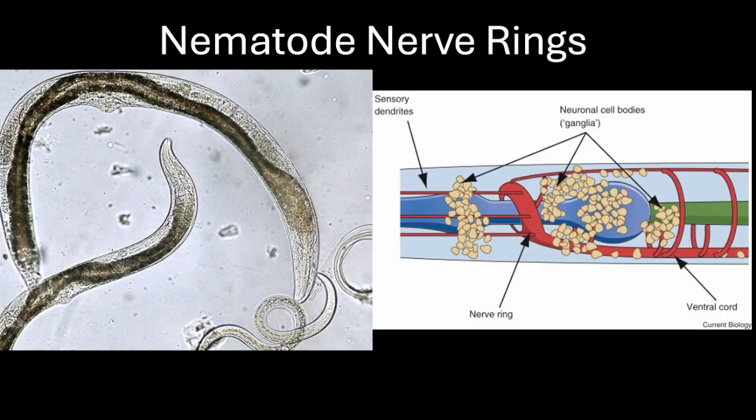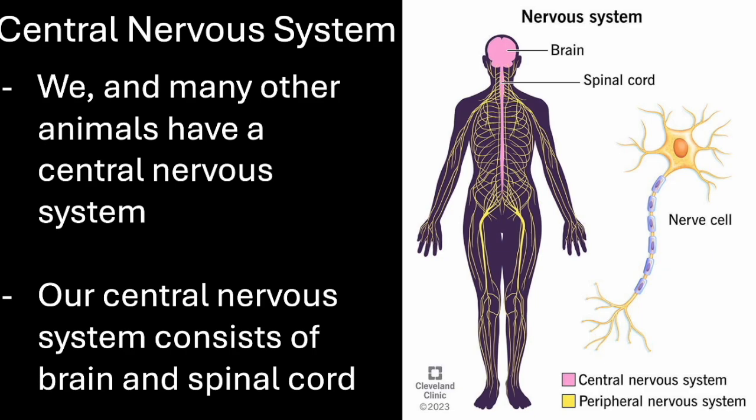Okay, and our last type of nervous system we're going to talk about is the central nervous system, and this is what we have, as well as many other animals. Our central nervous system consists of a brain and the spinal cord. And there's also a peripheral nervous system, but the main point being is we have this central hub, which is the brain and the spinal cord, where a majority of our nerves run through, and the peripheral nervous system connects the limbs of our bodies back to the central nervous system.